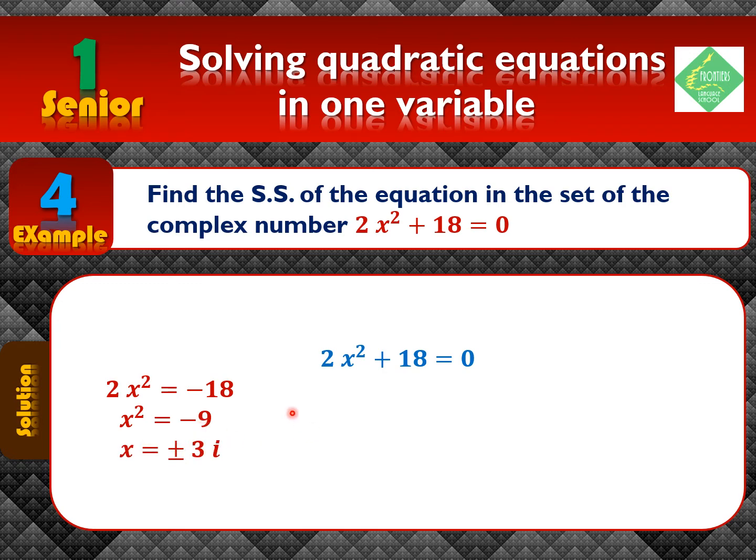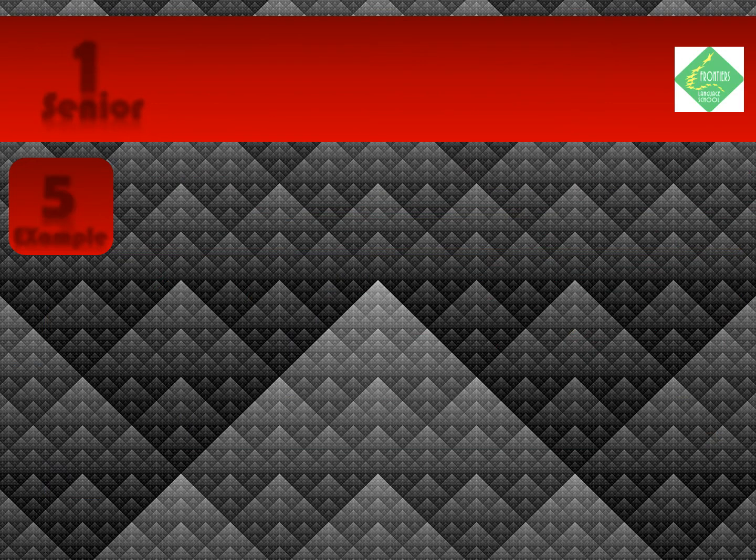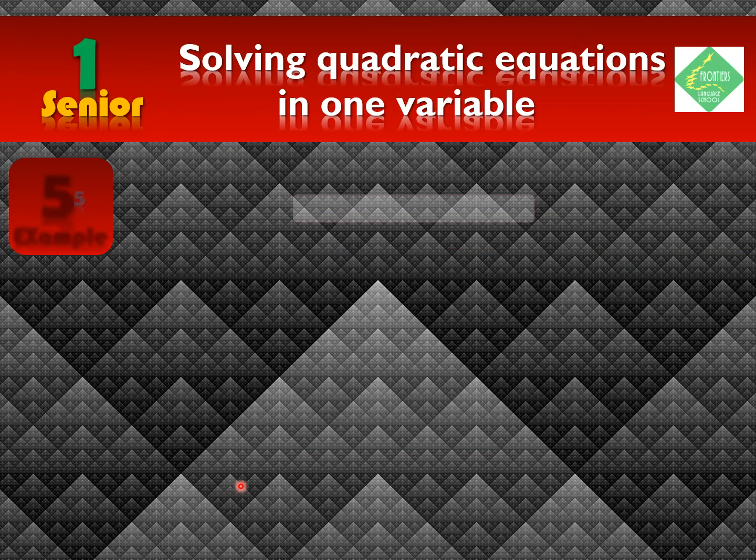Taking square root for both sides to get x. We know that root negative 9 means root negative 1 times root 9. What about root negative 1? I can replace it by i. What about root 9? I replace it by 3. And don't forget positive or negative, because when you take any square root for any number, you have two answers, positive or negative. And don't forget, the solution set is positive or negative 3i.